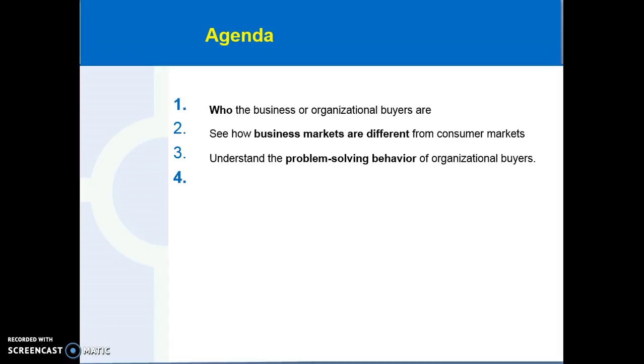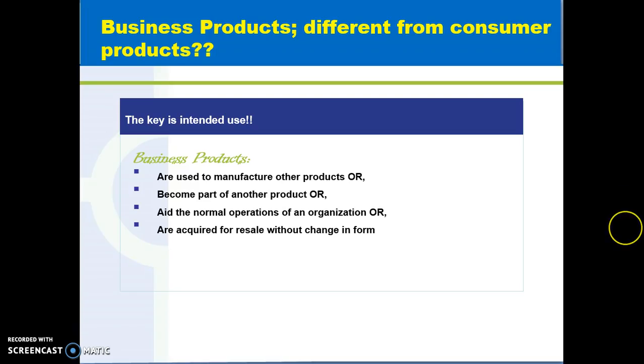So in terms of our agenda, we will understand what is meant by organizational buyers, how they are different, and we'll learn a little bit about something that's called makes that you read about in the chapter. So first, let's clarify what is the difference between a business product and a consumer product. And as you can see, a business product can be of four different types.